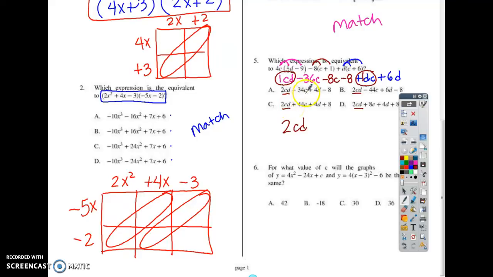Then the next one is the c's, right? So I'm going to do c next. This one with this one. That's negative 36 minus 8, which is a negative 44c. That one's the only one that has it. And then next is the cd by itself plus cd. And then the negative 8 at the end. So the answer would be B for that one.